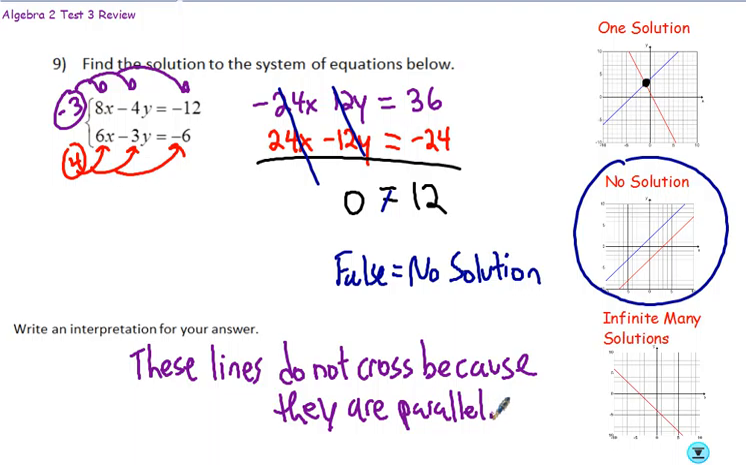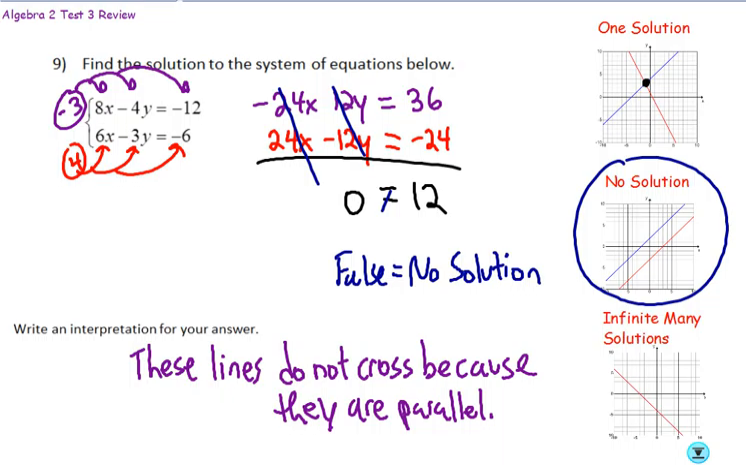Alright, so try number 9. I'll give you a little hint. This one was a no solution. The next one is going to be infinitely many solutions, but make sure you understand why and make sure you're able then to give an interpretation of it. Alright, so go ahead and try number 9.